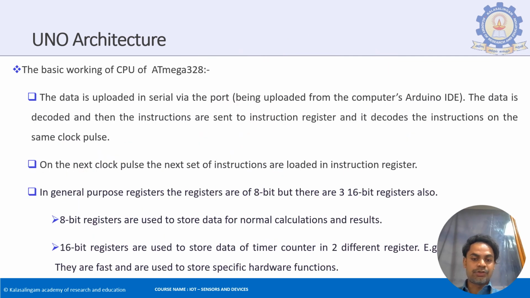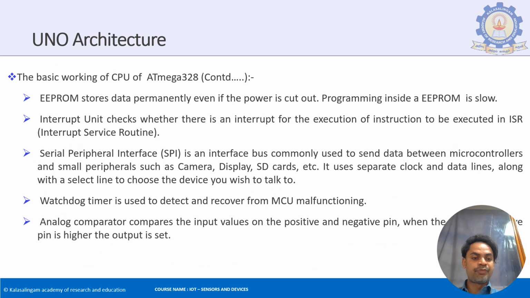So this particular controller, we saw that on the outline, and we have the particular memory which is available over here to store the particular data, and the interrupt unit to check for interrupts. You have the serial peripheral interface, as I told you earlier, SPI, which is used to take the data from camera, display, SD cards and all. So that is where you'll be using this SPI.